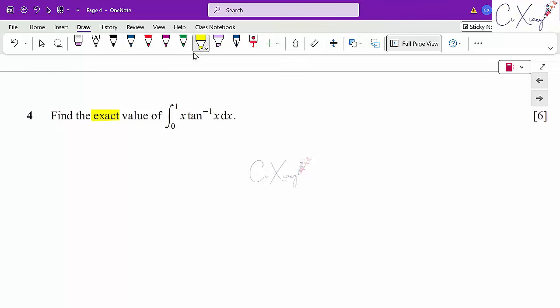Okay, so let's have a look at this question here. We are having two parts of function. I'm having function x with another function which is tangent inverse x. It is a product of two different functions. And then we can consider using integration by parts to solve this question.